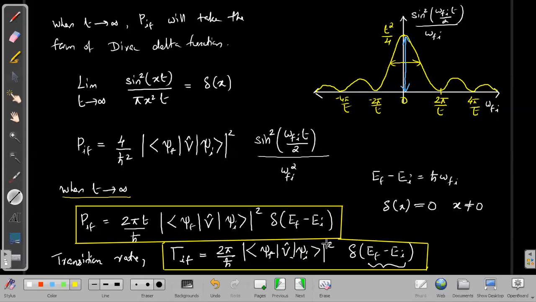Okay, and again, in both the probability of transition as well as the transition rate, it depends upon the Dirac delta function of Ef minus Ei. So that means it has a non-zero value only when Ef equals Ei, that is, when the final energy level is the same as the initial energy level. Otherwise the transition probability will be 0 when t tends to infinity.